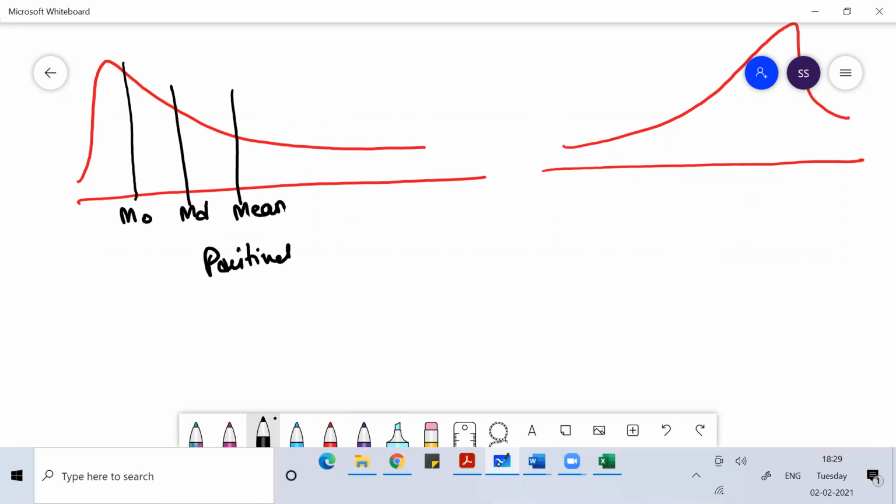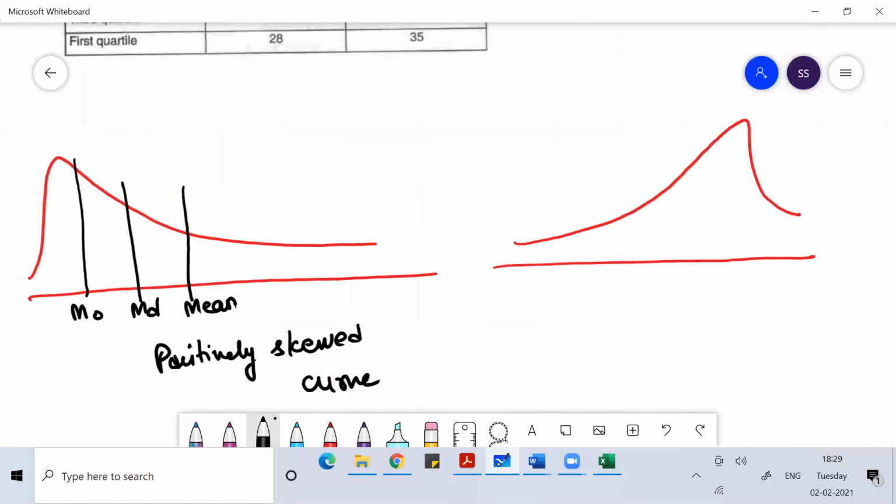This is basically a positively skewed curve, because the curve is not exactly normally distributed. While this is a negatively skewed curve, where you have the mean, then the median, and then the mode. They are not all together.